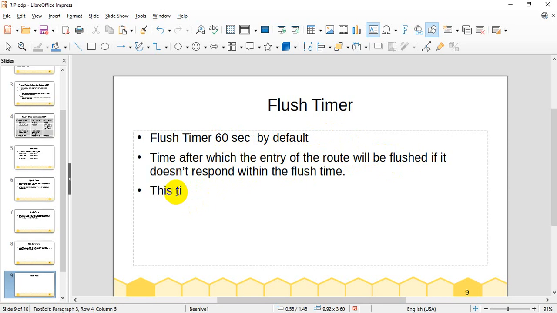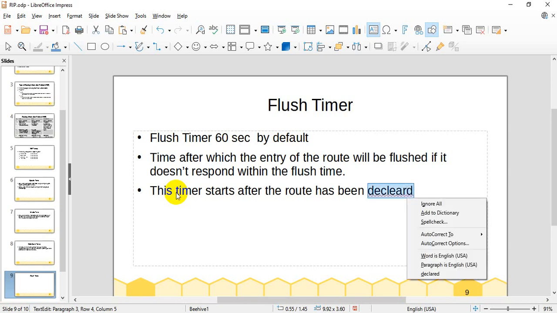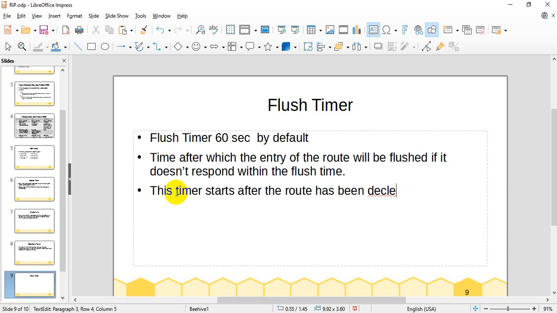And this timer starts after the route has been declared invalid, and after 60 seconds.